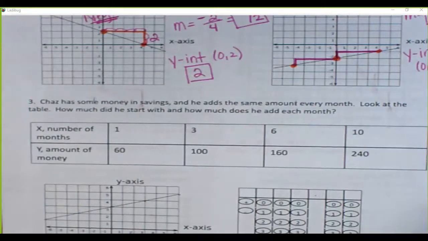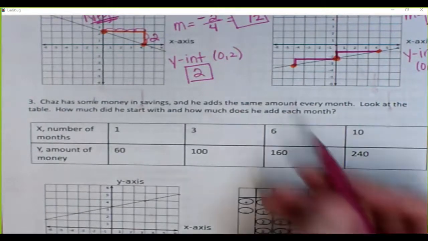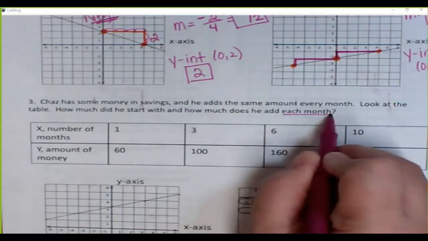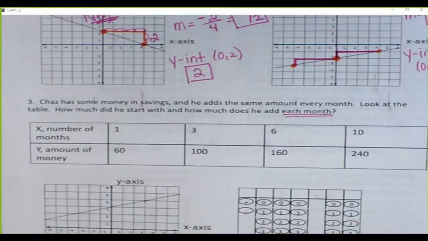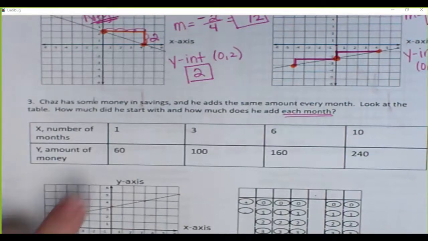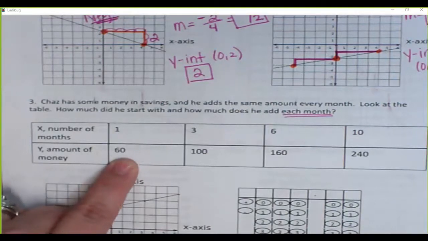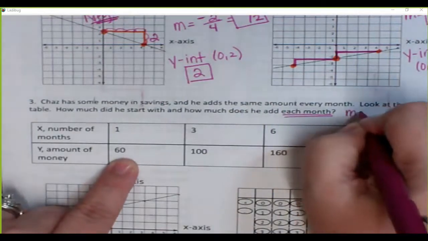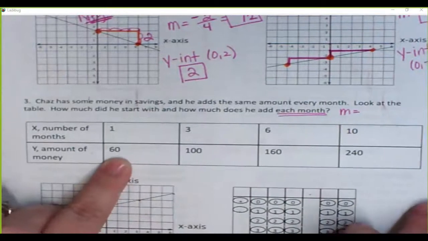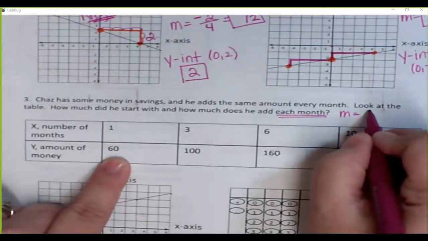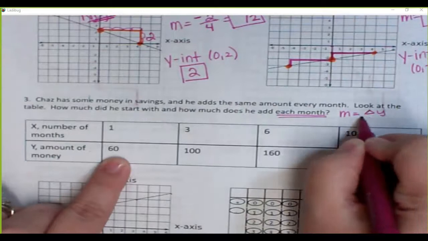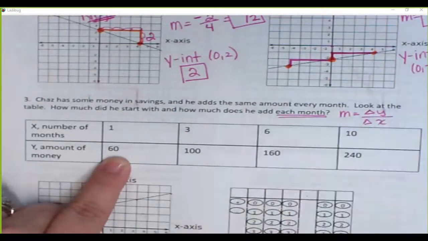All right. Well, first we need to find, remember, each month, that's like a unit rate, right? And we said earlier on the other side that the unit rate is the same thing as the, what? As the slope. So let's find slope of a table. How do we find slope of a table? It's kind of hard to do rise over run. What do we do instead? Change in y over change in x.